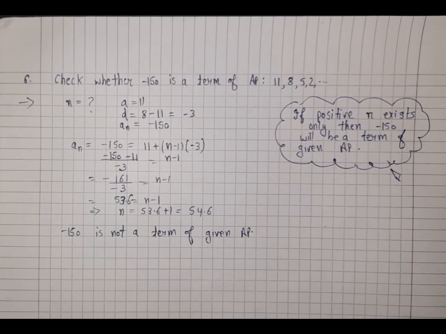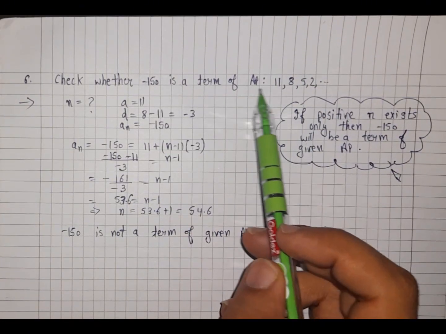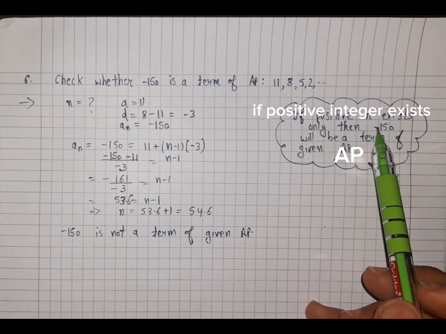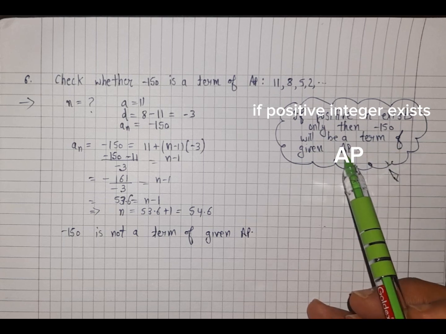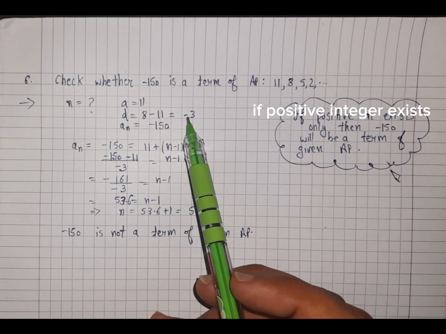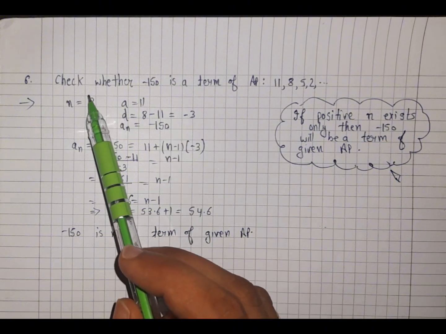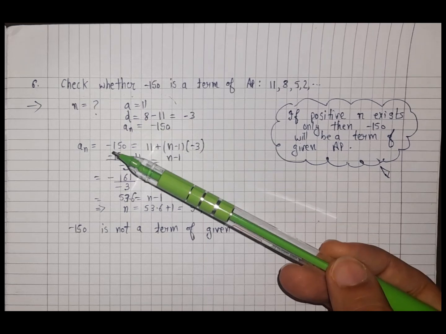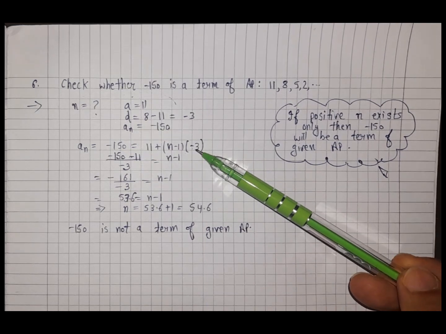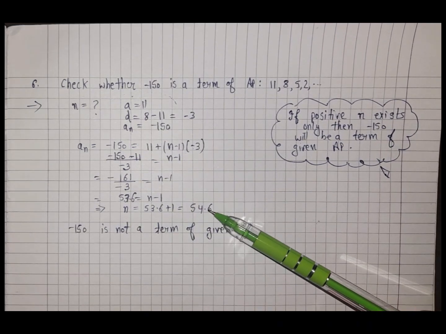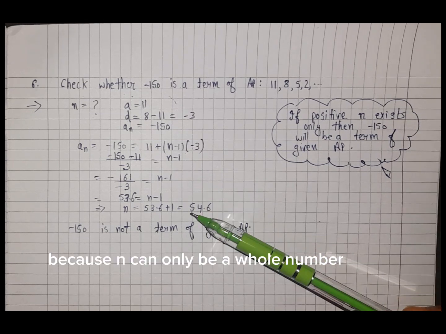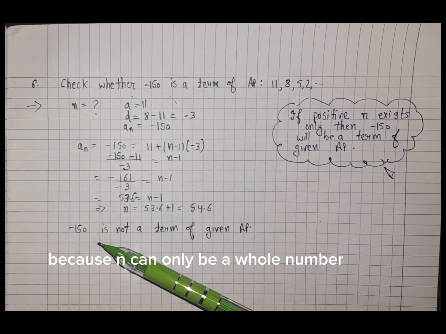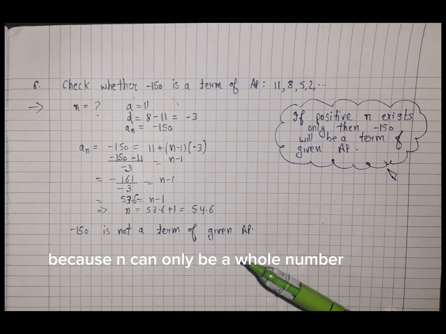Sixth question, check whether minus 150 is a term of the given AP. Now to check, if a positive integer n exists, only then minus 150 will be a term of the given AP. So here a is 11, d is minus 3, an is minus 150. We need to find the value of n. After putting these values in the formula an equals a plus n minus 1 into d, we have n equals 54.6. Here n is not an integer because 54.6 is not an integer. So minus 150 is not a term of the given AP.